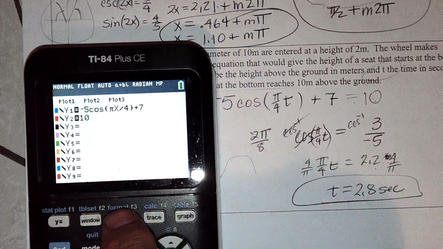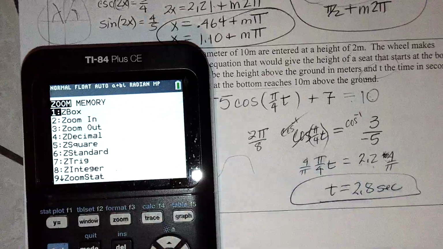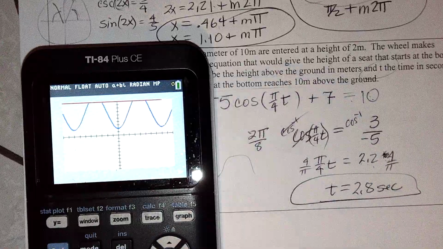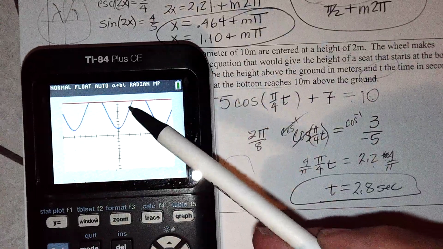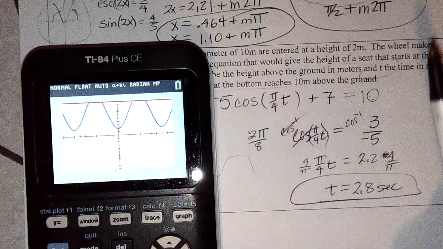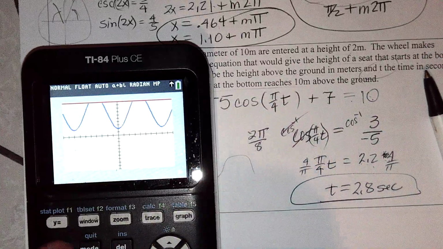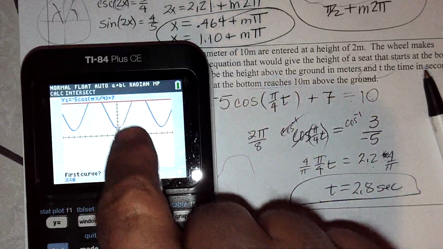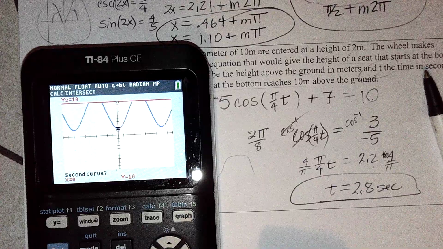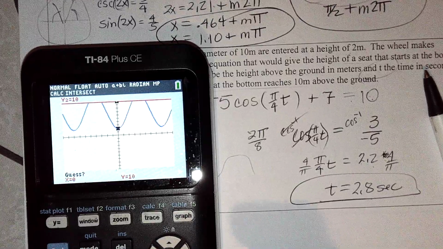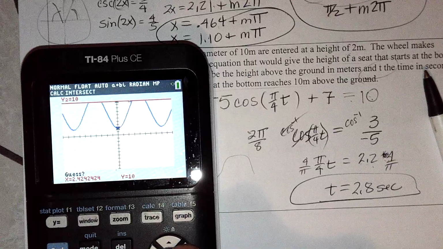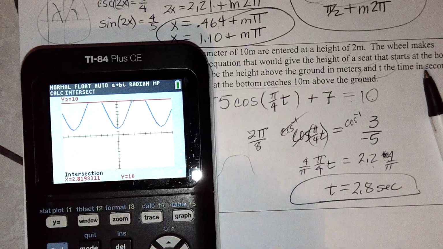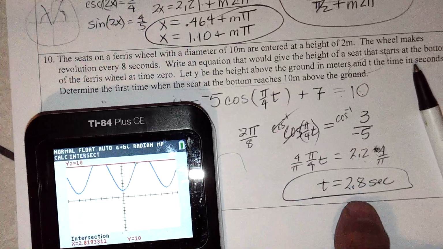So I'm going to go zoom 6, and 10's right at the top. And where these intersect is what I want. So I'm going to go second, calculate the intersection of the blue curve, yes, enter. The red curve, yes, enter. And my estimate is about there. Press enter, and it says 2.819. And we had 2.8.